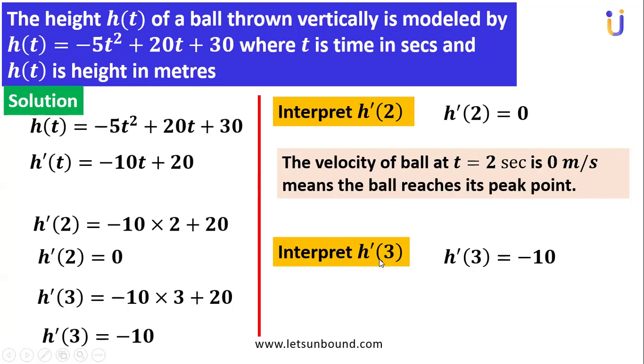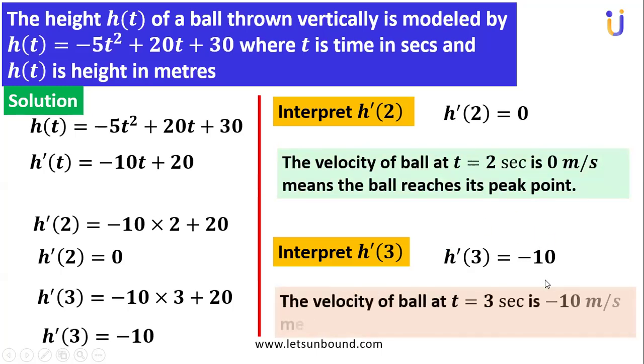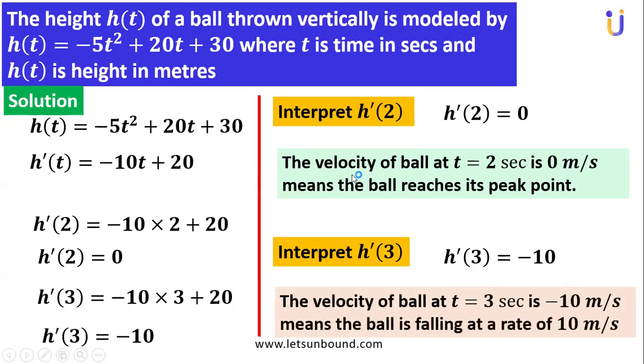And to interpret h dash of 3, I got negative 10. So it is a velocity, and the velocity is negative. The velocity of the ball at t equal to 3 seconds is minus 10 meters per second. This means the ball is falling due to gravity at a rate of 10 meters per second. If you say falling, you are interpreting the negative sign, so there is no need to mention it again here. That's the interpretation example.